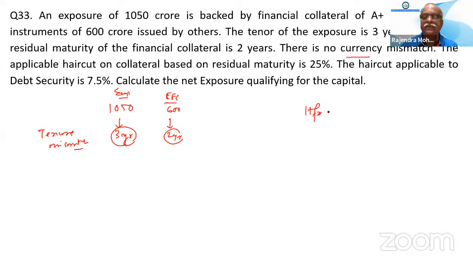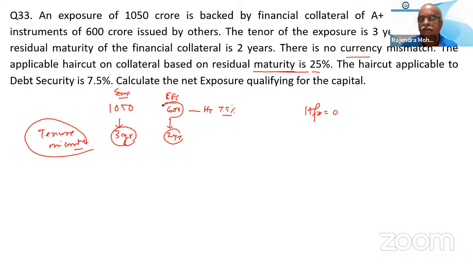So HFX equal to 0. The available haircut on the collateral based on residual maturity is 25%. The haircut applicable to debt securities here is 7.5%. For this residual maturity, the 10-year mismatch, we know the formula T minus 0.25, so that is 28% given. Now we have to calculate what is the net exposure.